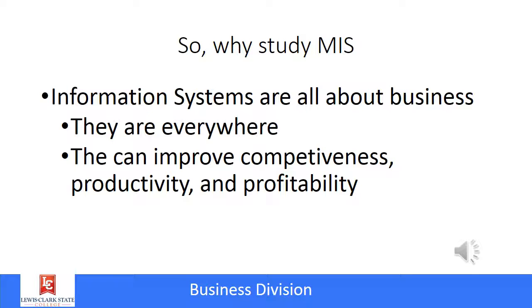All right, so we've defined information systems and management information systems and told you about data and information. So you're probably wondering, why do I have to study this stuff? Why am I going to spend so much time learning about management information systems? Well, it might be a required course, and that might be why you're here. But maybe there are some other reasons as well. But first off, we need to understand that information systems are really all about business. They're everywhere. It's a very, very rare business that would not have an information system, and I would probably posit at this point that you can't even find any that don't rely on information systems to some degree. Information systems can help companies improve their competitiveness, their productivity, and their profitability. So they're very, very important for businesses.